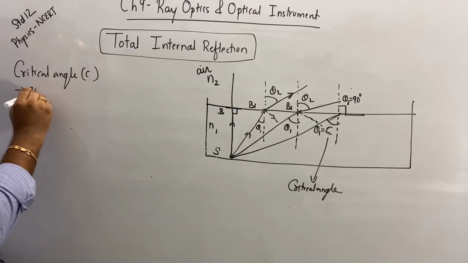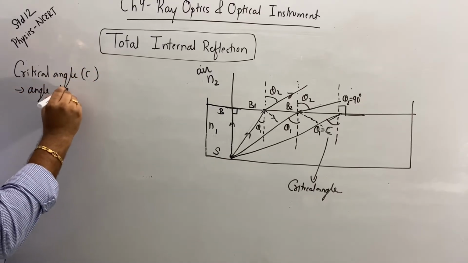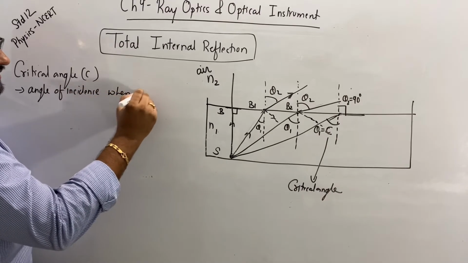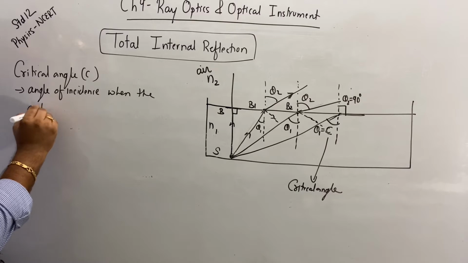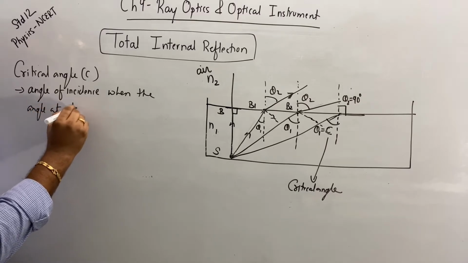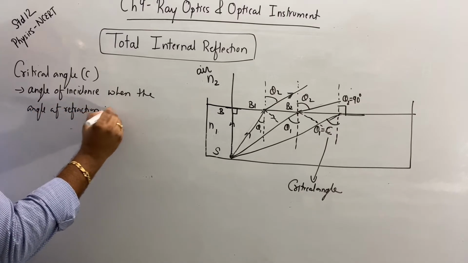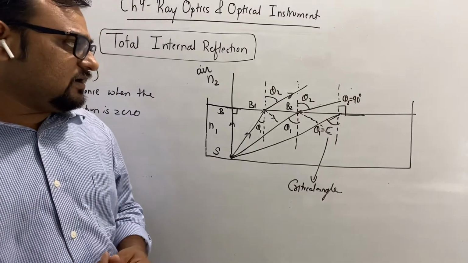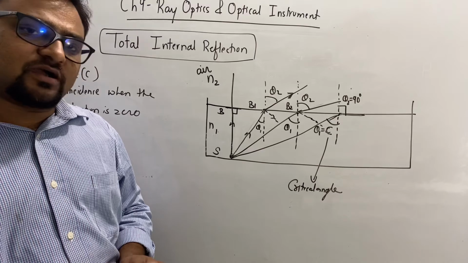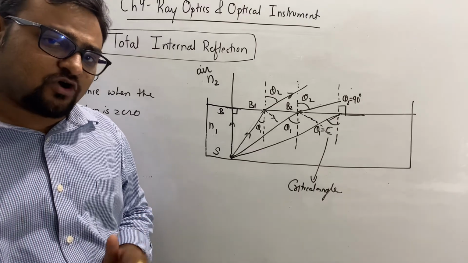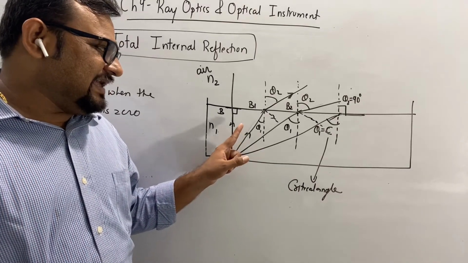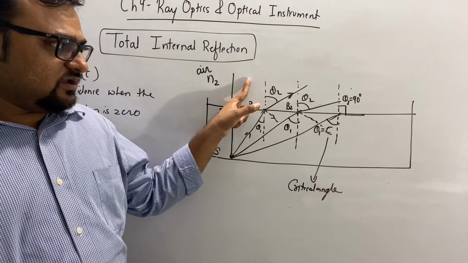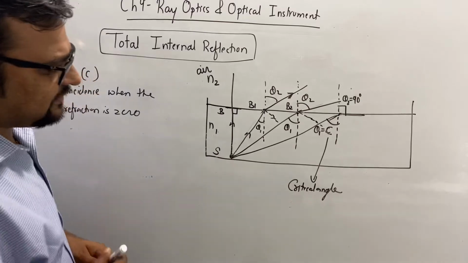What is this? It is the angle of incidence when the angle of refraction is zero. Okay, but remember it can only occur when the ray of light enters from optically denser medium to optically rarer medium. Okay, clear? So now see what happened.